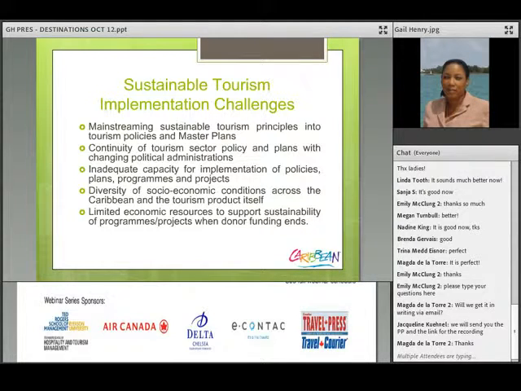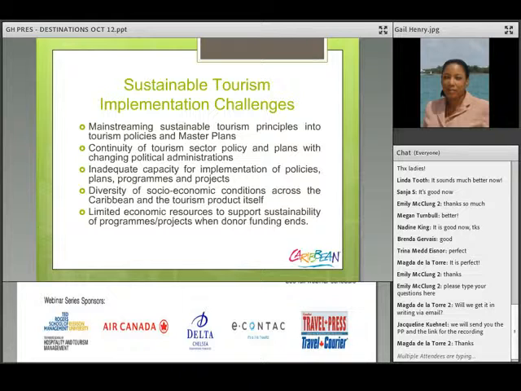Another challenge would be looking at how do you deal with tourism sustainability, etc., in terms of varying socio-economic conditions across the region and diversity of the tourism product itself, because we have destinations that are very much still sun, sea and sand focused, and then you have others that are more heavily on the other end of the spectrum, looking at things like ecotourism, etc. And in the face of all of this, given the current economic challenges being experienced globally, economic resources are limited, and so how do governments prioritize sustainability in terms of their national programs and so on? This is really a challenge.